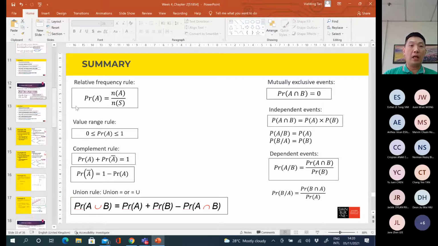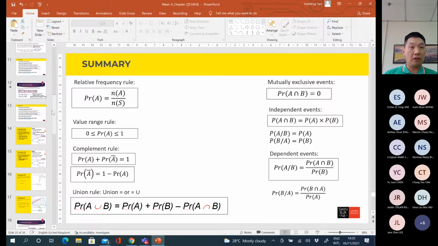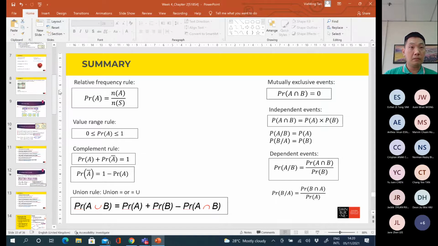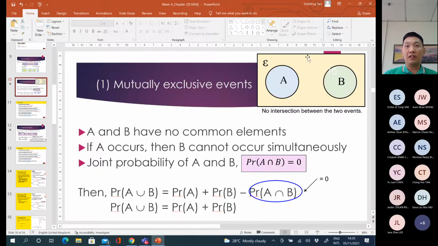That means A and B will not overlap, just like this. If I draw the Venn diagram, you may find that your Venn diagram will be something like this. Two circles will never meet each other. Elements in event A and elements in event B are totally different things, and A and B will never overlap or meet each other.